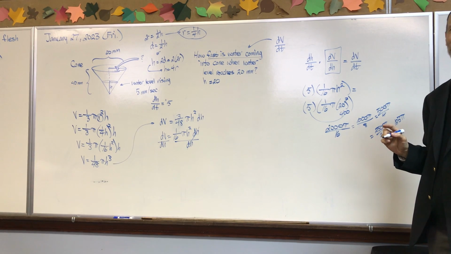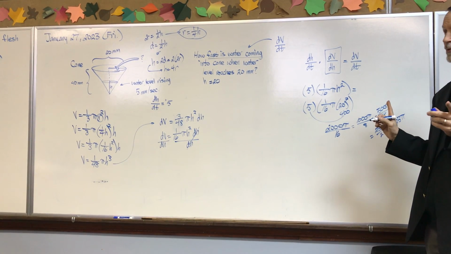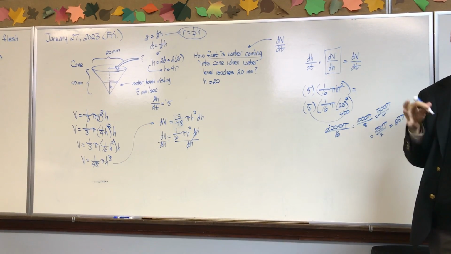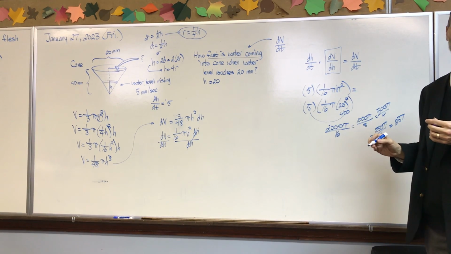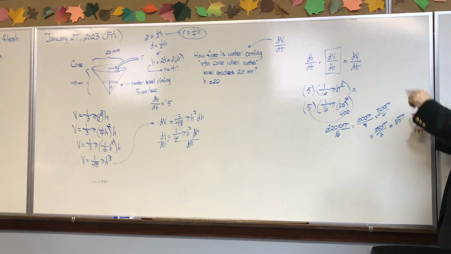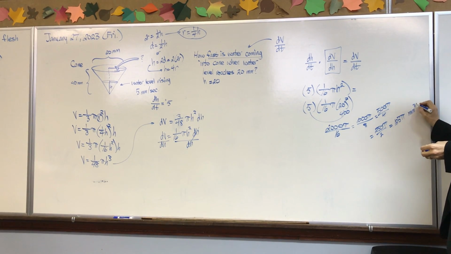But 125 pi what? What units? Where do you look to find the units? What fraction is the answer? Volume over time. So what's the unit for volume? Millimeters is length. So millimeters cubed over what? Per second. That's your answer.